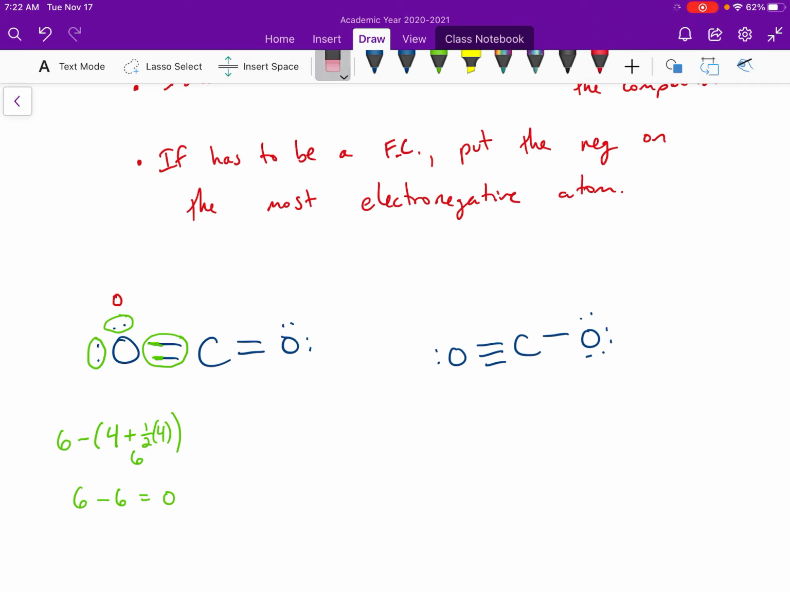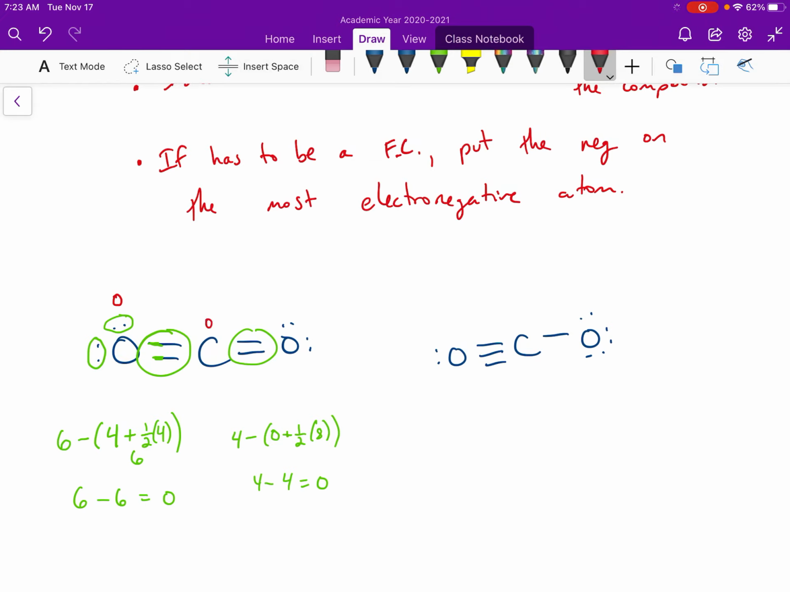Okay, look at carbon now. Okay, carbon, valence of 4 minus non-bonding electrons, 0, there are none, plus half of all of the bonding electrons. So I have 4 here and 4 here, so I have 8. Okay, so 4 minus half of 8 is 4, 0. Perfect. Carbon's formal charge, 0.